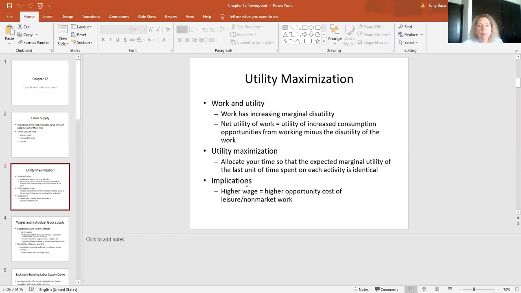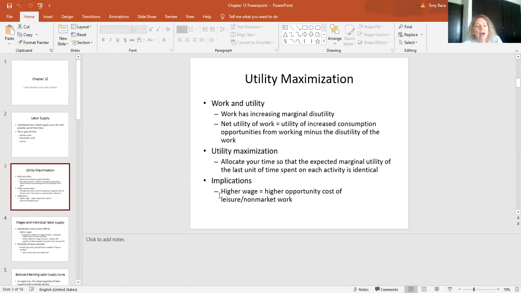You allocate your time between those three uses, market work, non-market work, and leisure, so that the expected marginal utility, the expected additional satisfaction of the last minute spent on each activity is identical. So this is, again, that consumer equilibrium, right? Where we talked about the pizza and the movies. It's the same thing, except instead of spending money, you're spending time. And you're spending time allocated over basically three uses. Where when you spend money, you're really talking about hundreds or even thousands of different goods, we just limit it to 3, at least for the sake of this class, okay?